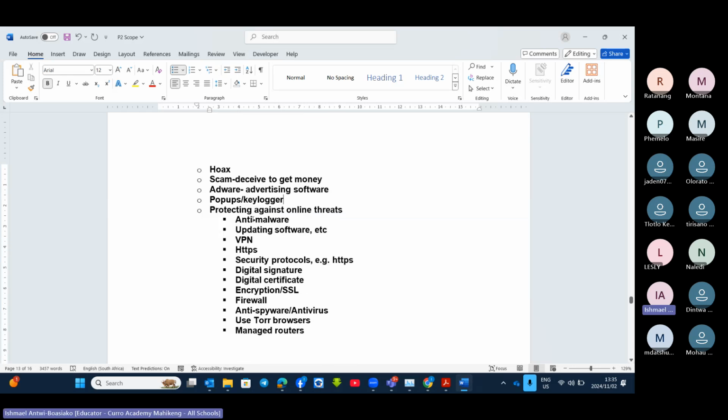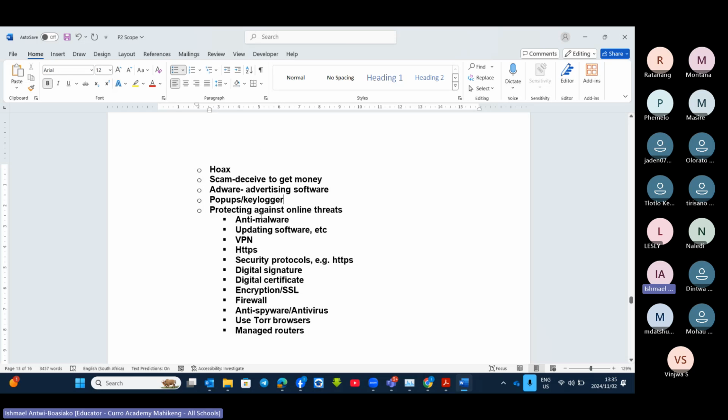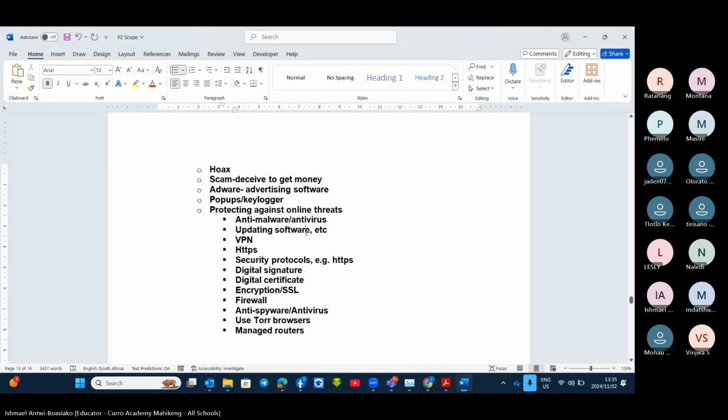Right. How do we protect ourselves against online threats or online crimes? You can also take at least 2 or 3. The easier ones that I believe you can always remember are installing antivirus or anti-malware. When you say anti-malware, you can also say antivirus. Or updating your software or installing a firewall. So these ones are easier to remember.